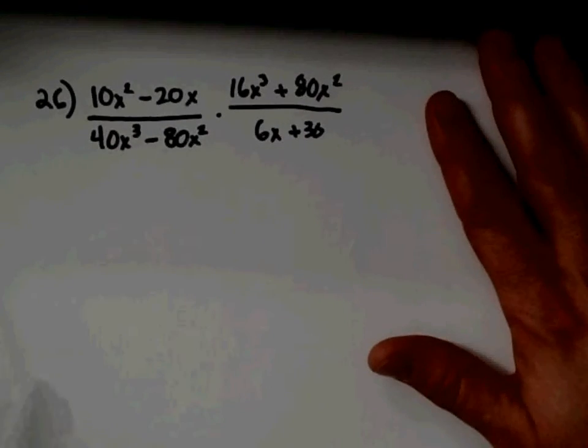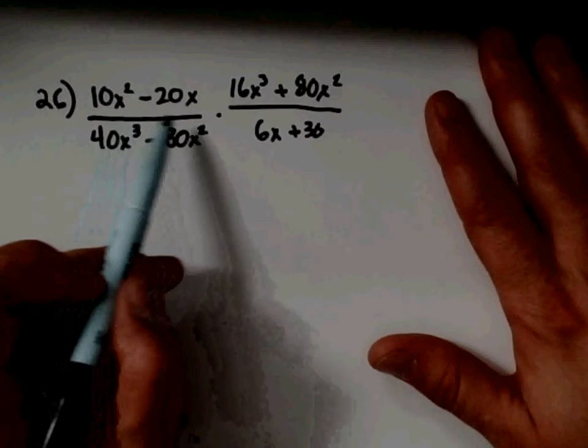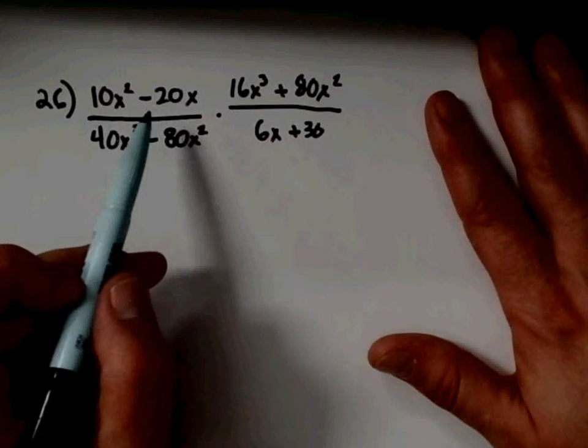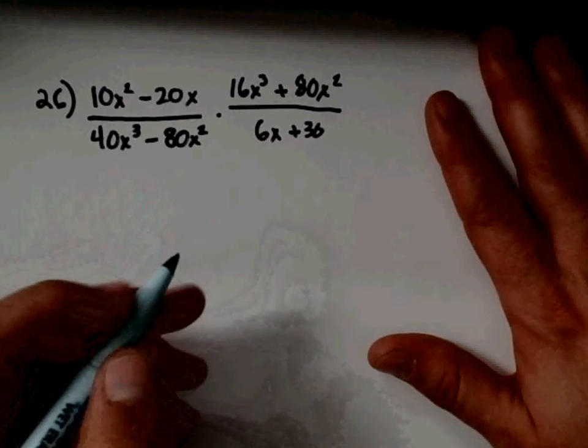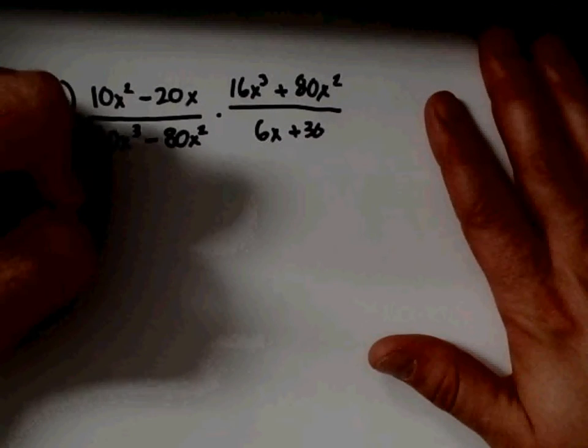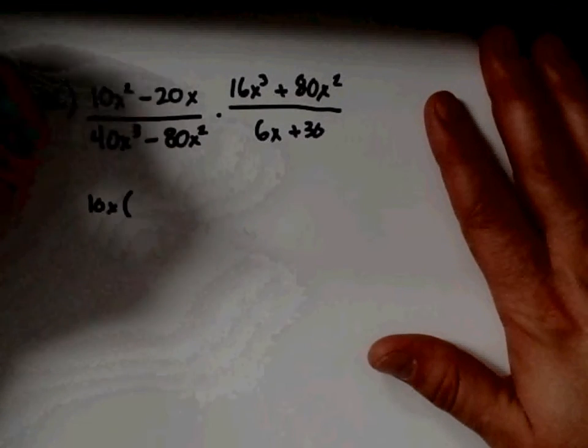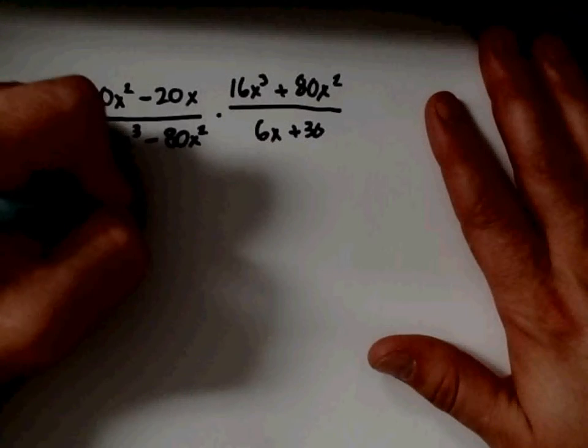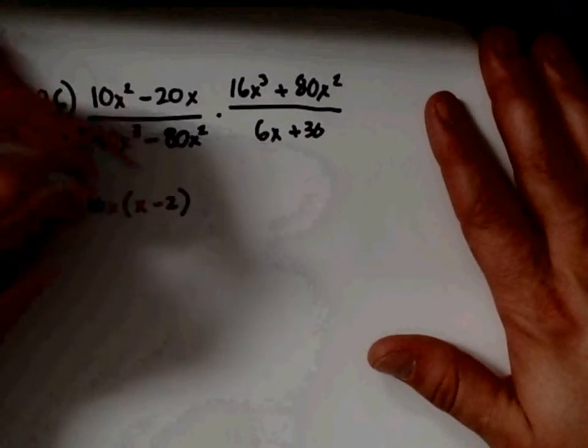So let's look at the numerator of this one. What's the GCF in 10x squared minus 20x? 10x. Good. What am I left with? x minus 2, right? Y'all agree with that?